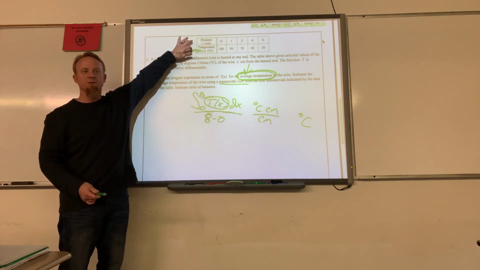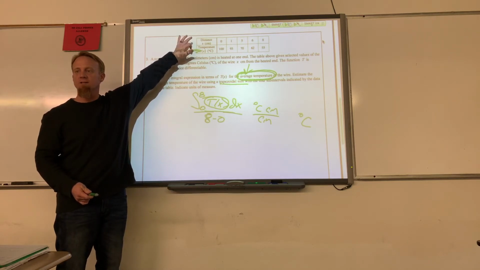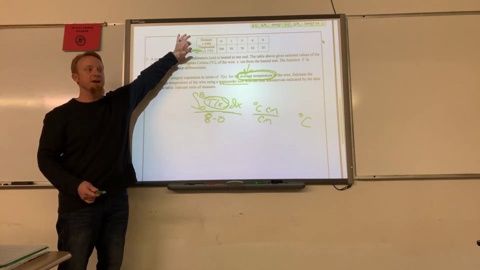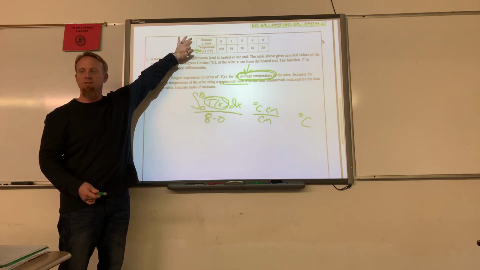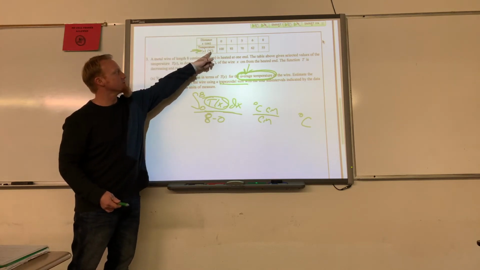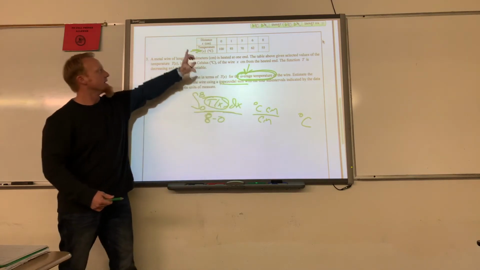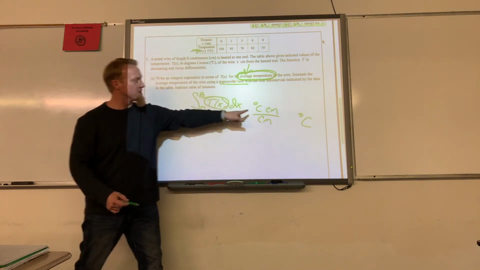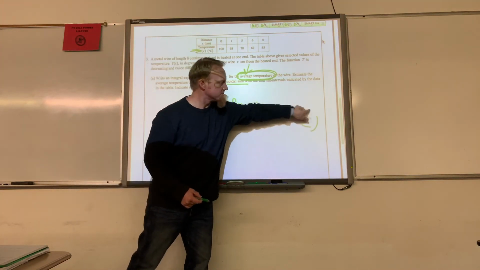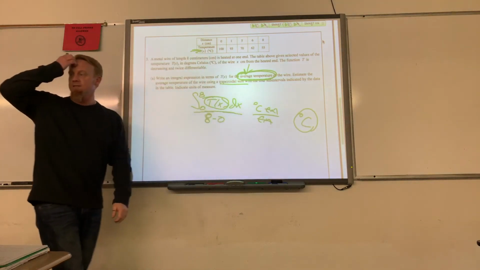To get our units, what do we do with these two things? Since we're finding what? We're finding area, so what do we do with these two units? We multiply. So when I do degrees Celsius times centimeters, I get degrees Celsius times centimeters. I'm putting it on top of centimeters, so centimeters cancel. Gives me the degrees Celsius I'm looking for.